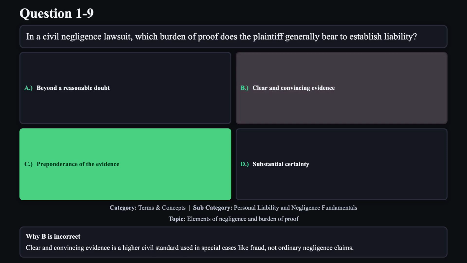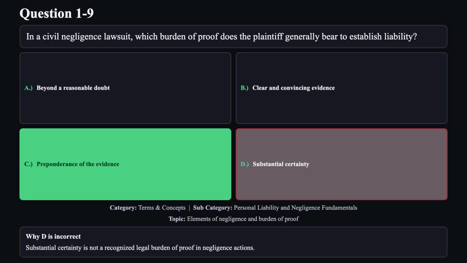Reason B is not correct. Clear and convincing evidence is a higher civil standard used in special cases like fraud, not ordinary negligence claims. Reason D is not correct. Substantial certainty is not a recognized legal burden of proof in negligence actions.